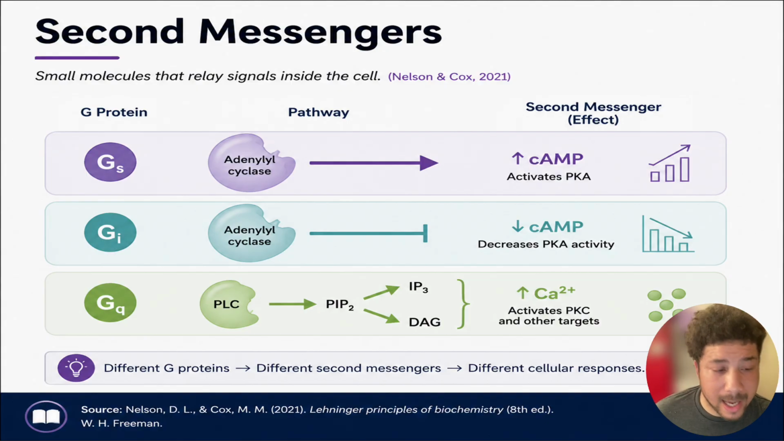However, amplification must be balanced by regulation. Cyclic AMP is broken down by phosphodiesterases. Calcium is pumped back into the storage compartments or out of the cell. IP3 and DAG are metabolized. Without these control mechanisms, the signal would persist and last too long, which you don't want.